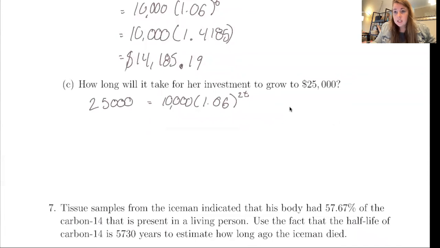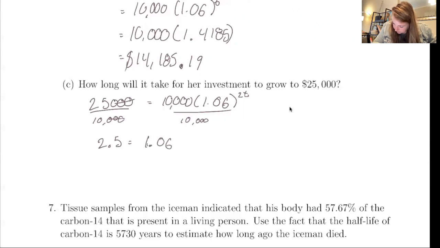So let's first get things that just have T involved onto one side. This 10,000 doesn't have anything with T, so I'm going to divide it over. So we have 10,000 divided by 10,000. All these zeros cross out. And I think we just get 2.5 equal to 1.06 to the 2T.